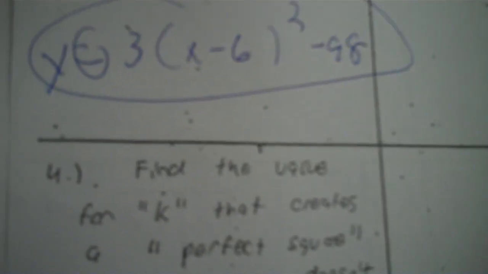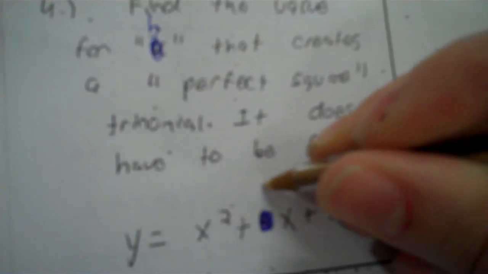Okay, find the value of k that creates a perfect square trinomial. It doesn't have to be factored. I don't like k. Put b. Okay, put b instead of k.